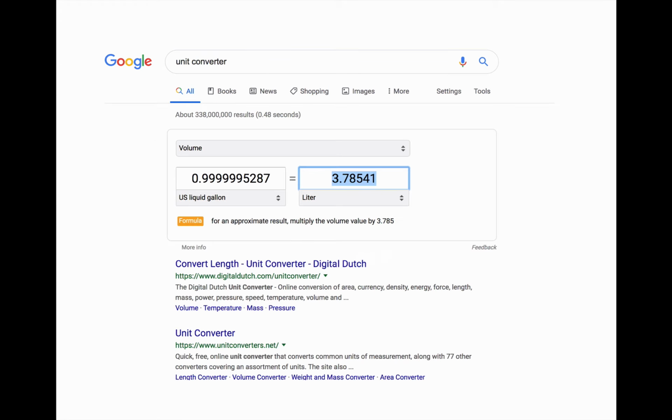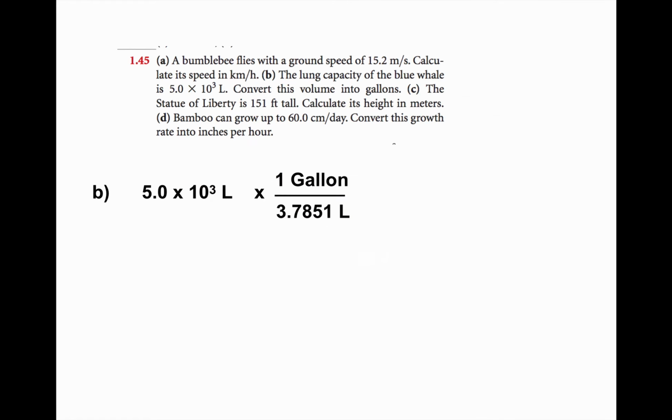I look on Google, find myself a unit converter, and convert. How many liters are there in 1 gallon? Use that as my conversion unit to go from liters to gallons. I want gallons. I want to cancel liters, so that goes in the denominator. Gallons up in the numerator. So a lot of gallons. Blah, blah, blah. C. The Statue of Liberty is 151 feet tall. Calculate its height in meters.